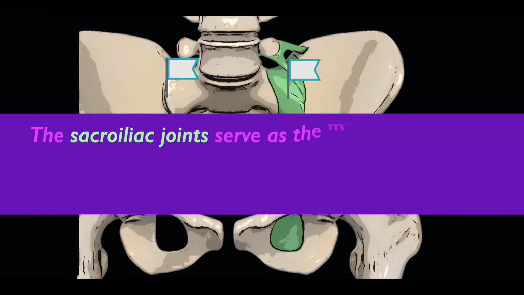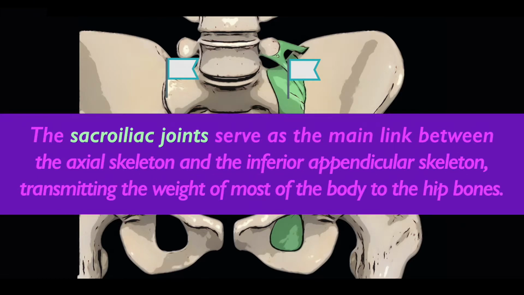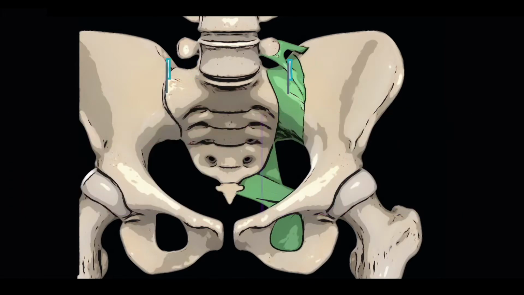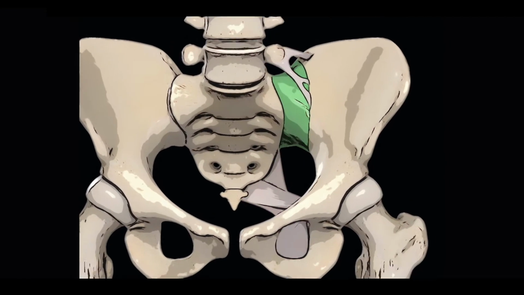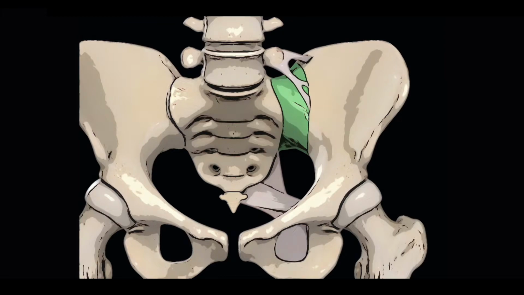The sacroiliac joints serve as the main link between the axial skeleton and the inferior appendicular skeleton, transmitting the weight of most of the body to the hip bones. Mobility at the sacroiliac joint is normally very limited, but some movement does occur.